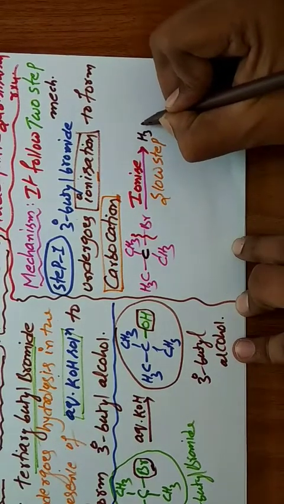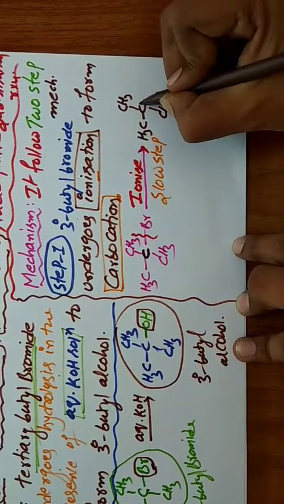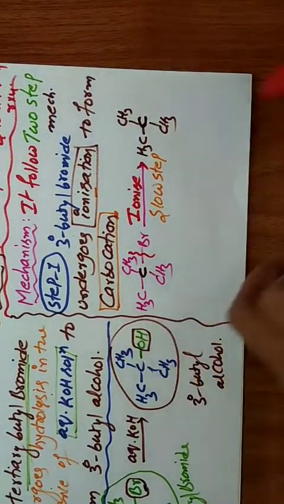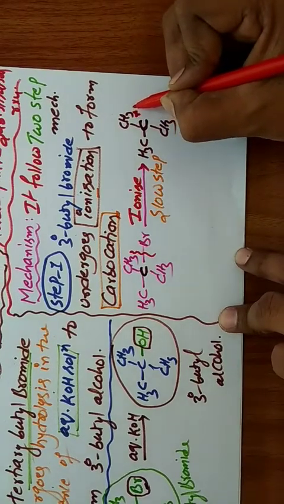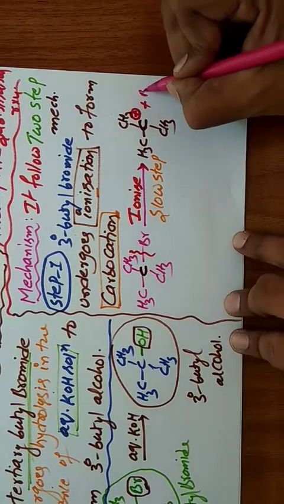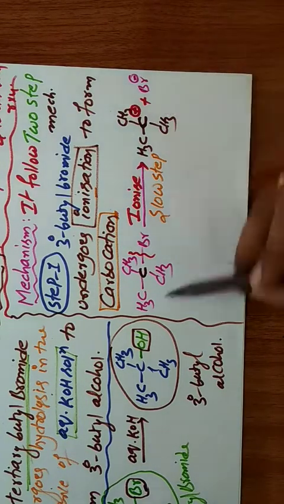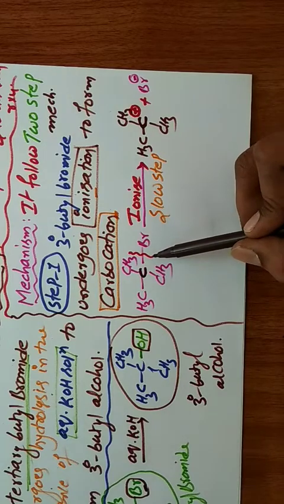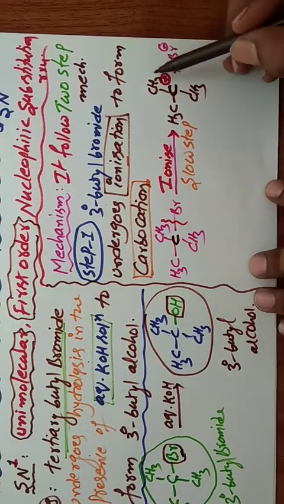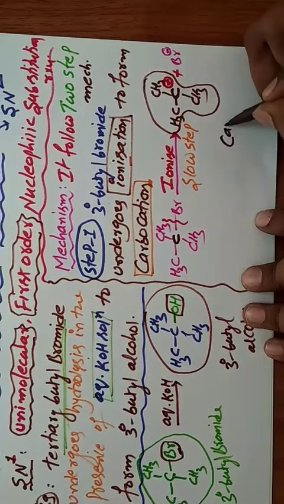So in this case, the carbon is getting what type of charge? Positive charge. This is important: carbocation plus, Br minus. In this step this bond will be broken, and whenever this bond is broken, immediately we can get C plus. This one is the carbocation.